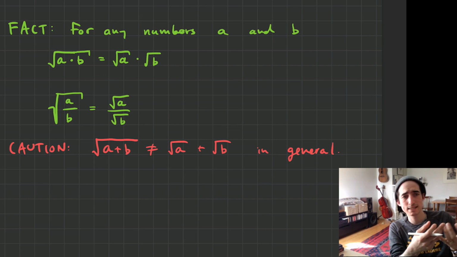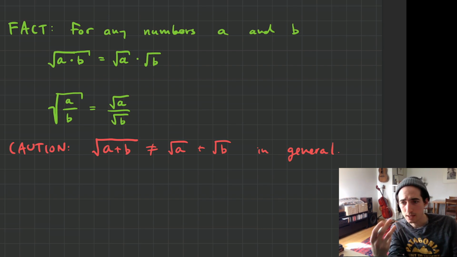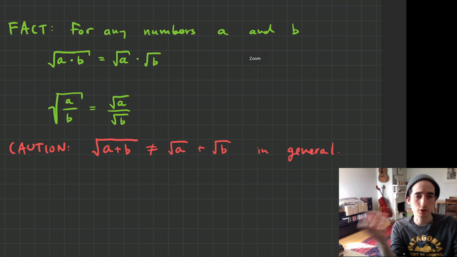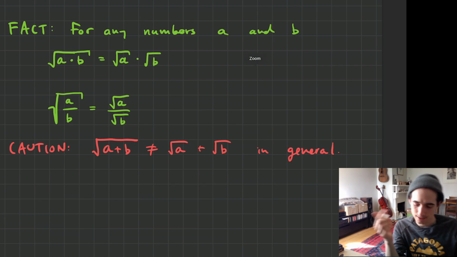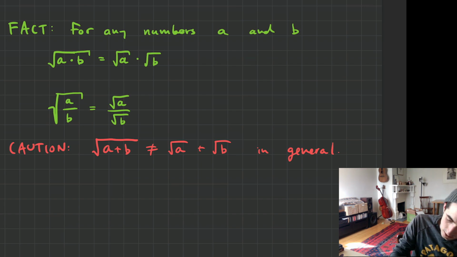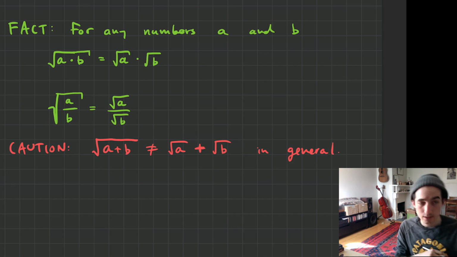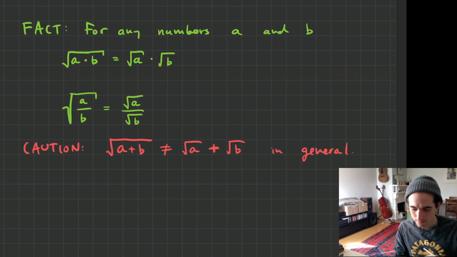So you cannot split up a sum inside of a square root symbol into two separate square roots as a sum. It just doesn't work. Just because you can split out a product does not mean you can split up a sum.